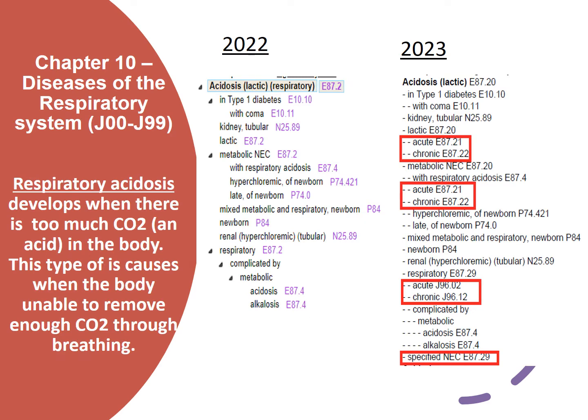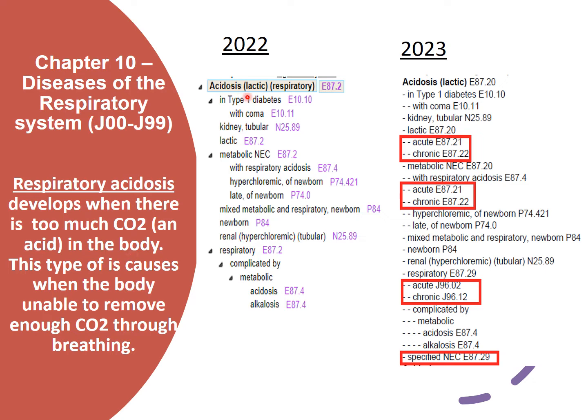Coming to the acidosis, this acidosis has been covered in chapter 4 changes, but still I have missed a few points. Hence, I would like to cover those points now. The first one is, we have seen the definition of respiratory acidosis previously also, we will review once again. Respiratory acidosis develops when there is too much carbon dioxide in the body. That means it is caused when the body is unable to remove enough carbon dioxide through breathing.